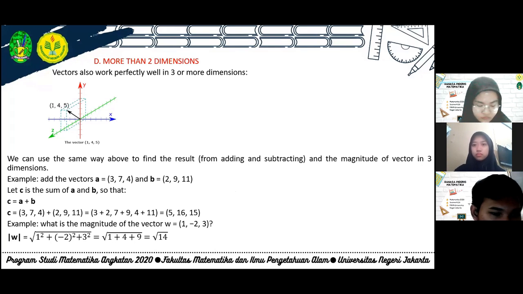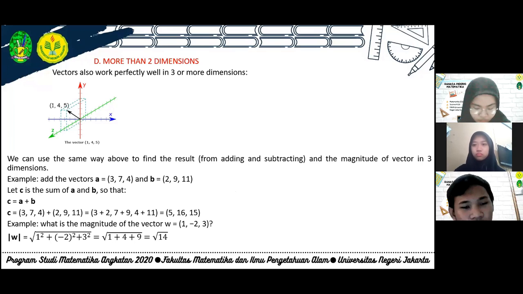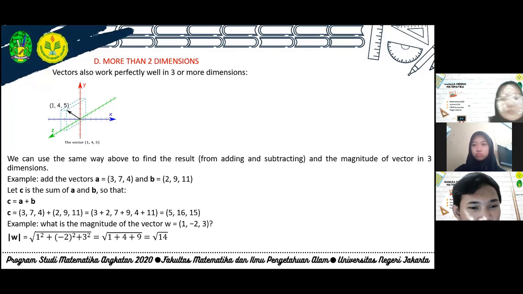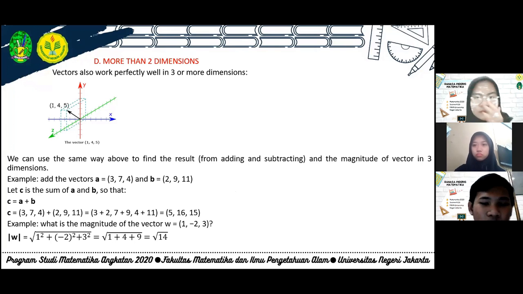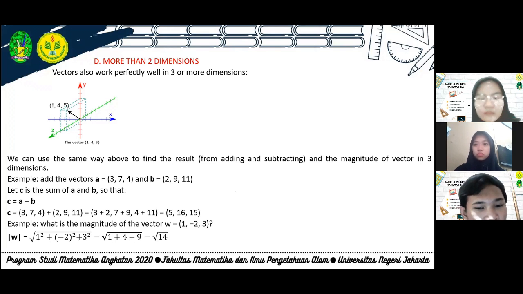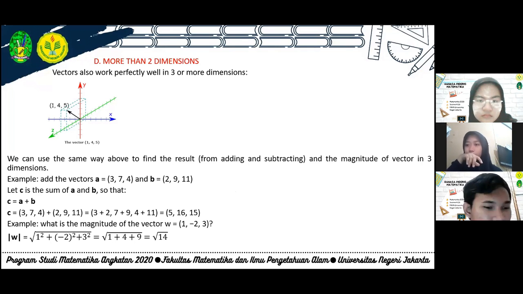Example 2, what is the magnitude of the vector w, which equals 1, negative 2, 3? The magnitude of vector w is the square root of 1 squared plus negative 2 squared plus 3 squared. So it's equal to the square root of 1 plus 4 plus 9. So the magnitude of vector w is the square root of 14.